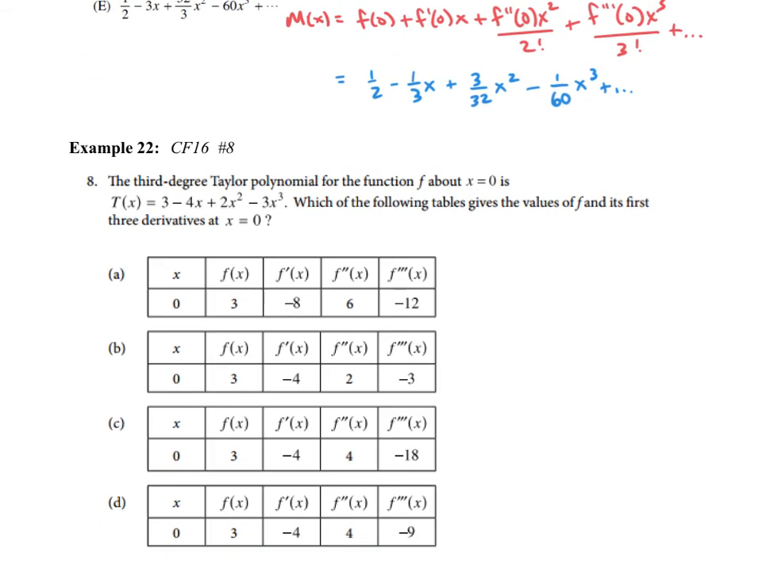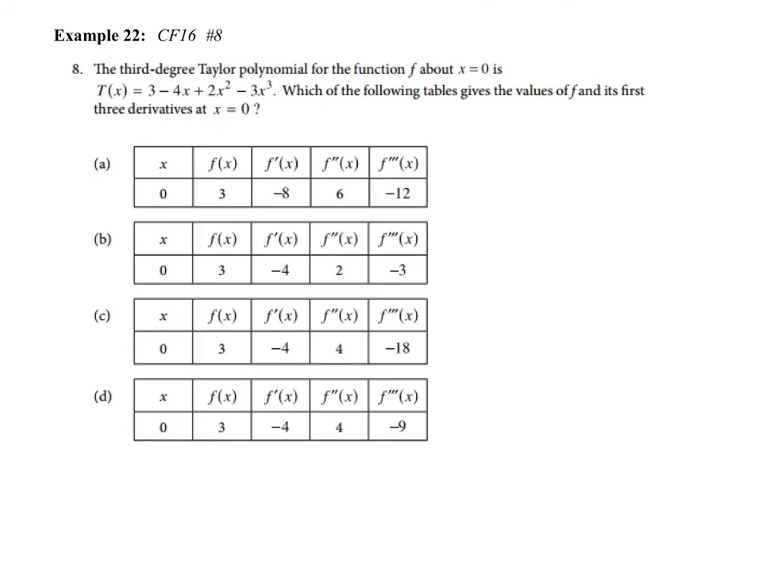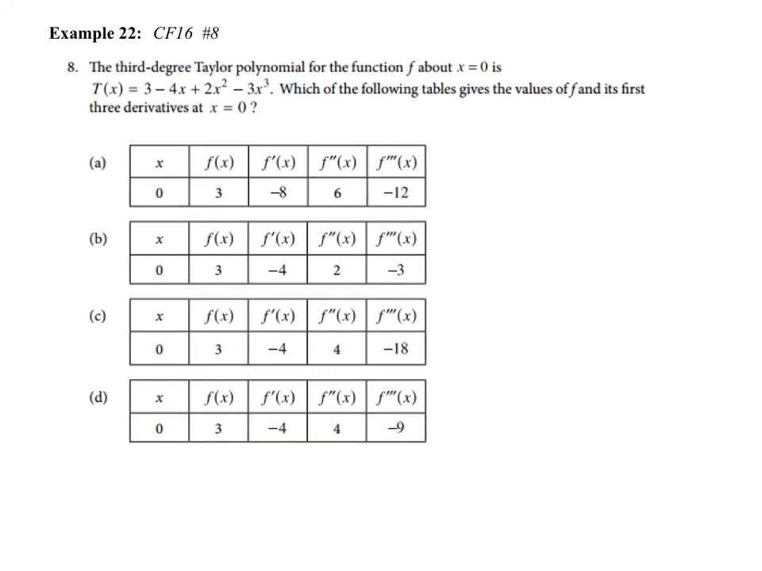Okay, moving on to example 22. So we have the third degree Taylor polynomial for f about 0. Which of the following tables gives the values of f and its first 3 derivatives? So we're kind of going backwards to what we just did in the last problem, or the last couple problems, in fact. We're going to look at the polynomial first, and we're going to identify each of the derivatives, versus in the last problem, we found each of the derivatives, and then we identified the polynomial.